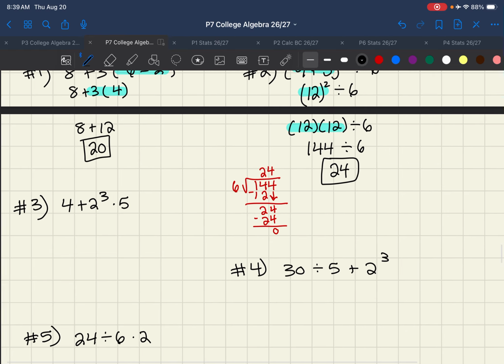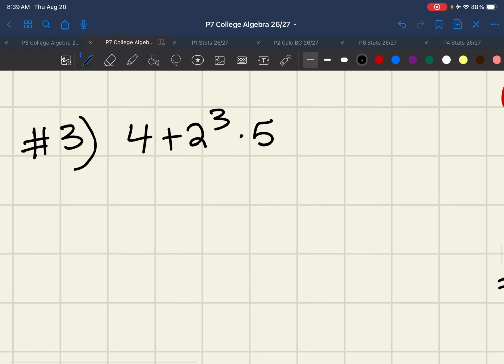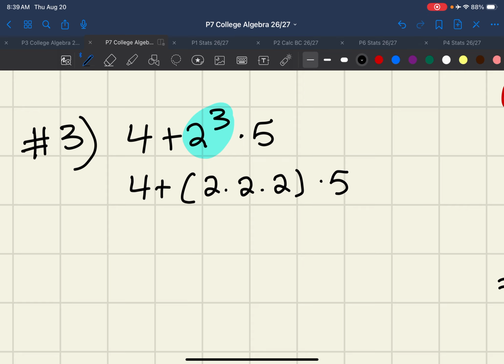Okay, next example. We have 4 plus 2 cubed times 5. So the exponent is going to come first. Remember that cubed, the 3, is telling us that we're writing the base 2 three times. So this is 4 plus 2 times 2 times 2 times 5. Then I'm going to do all that multiplication inside the parentheses.